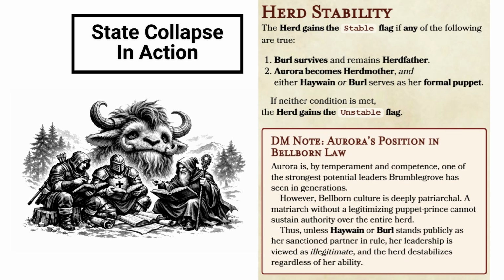The first collapse layer determines whether the herd can function as a coherent political and military actor. The resolution interface for stability is: the herd is stable if the herd leader is Burl, or the herd leader is Aurora, and a valid patriarchal puppet exists. Any other configuration produces a fractured herd. This single rule collapses multiple political and survival flags into one binary outcome.